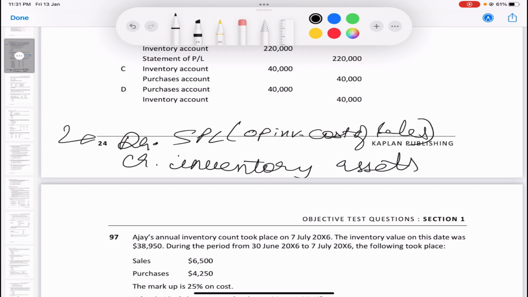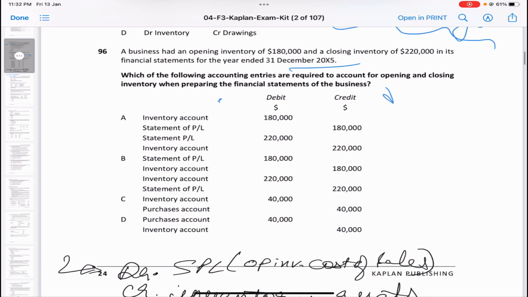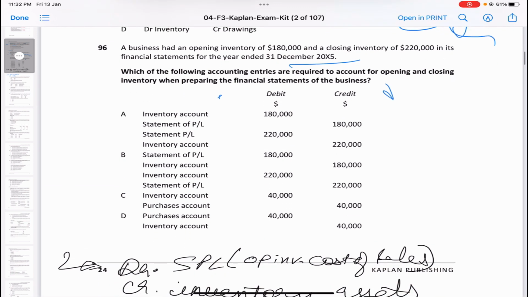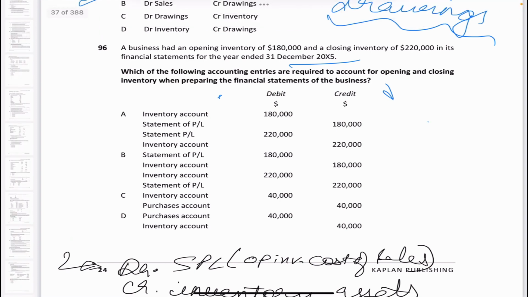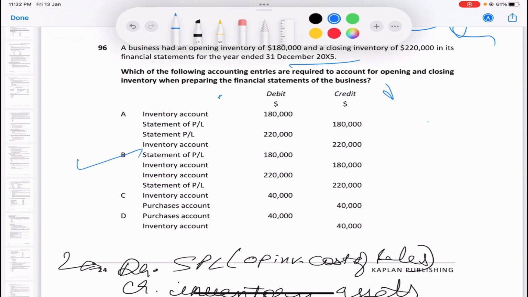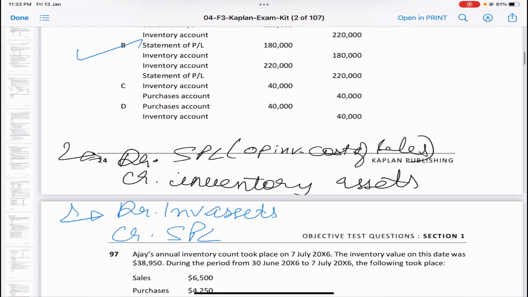So this is my opening inventory entry, and what is my closing inventory entry? Closing inventory adds to my assets, and my assets increase. So debit inventory assets and credit statement of P&L. So where is this matching? My answer is B. This is what I have discussed.